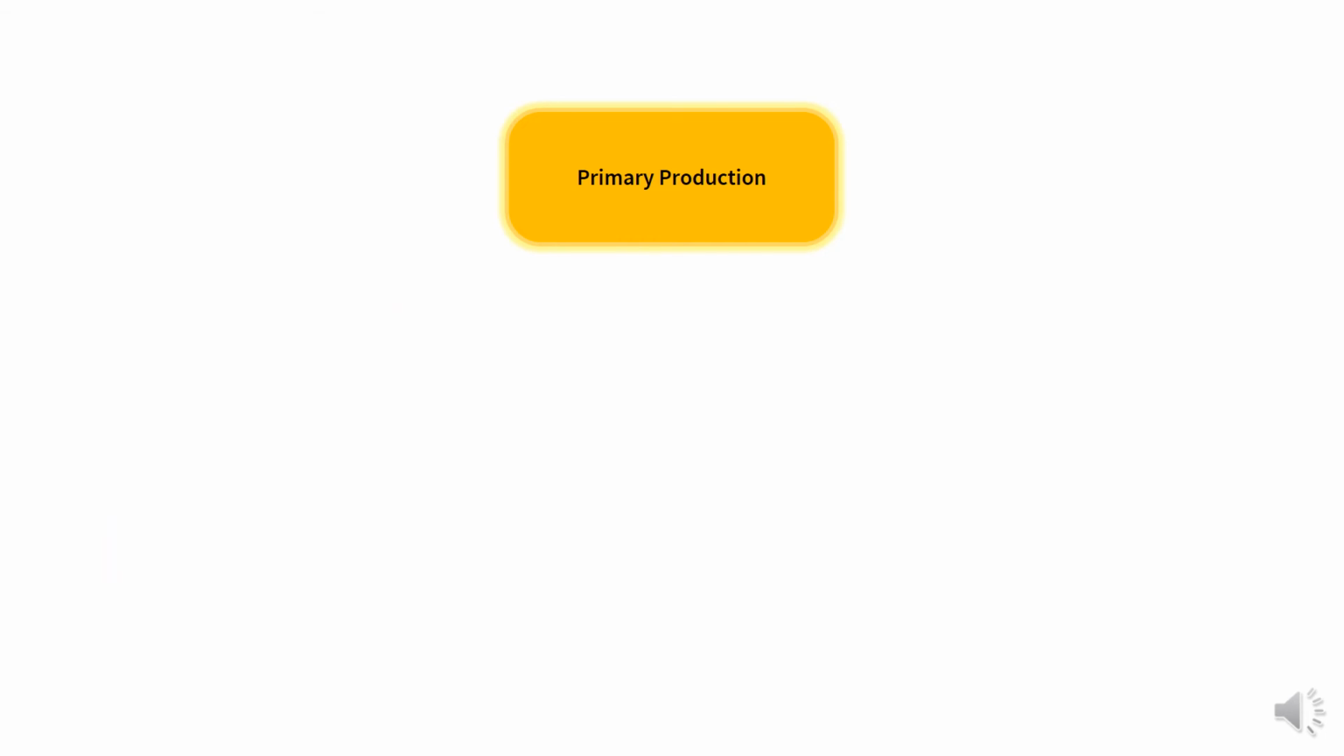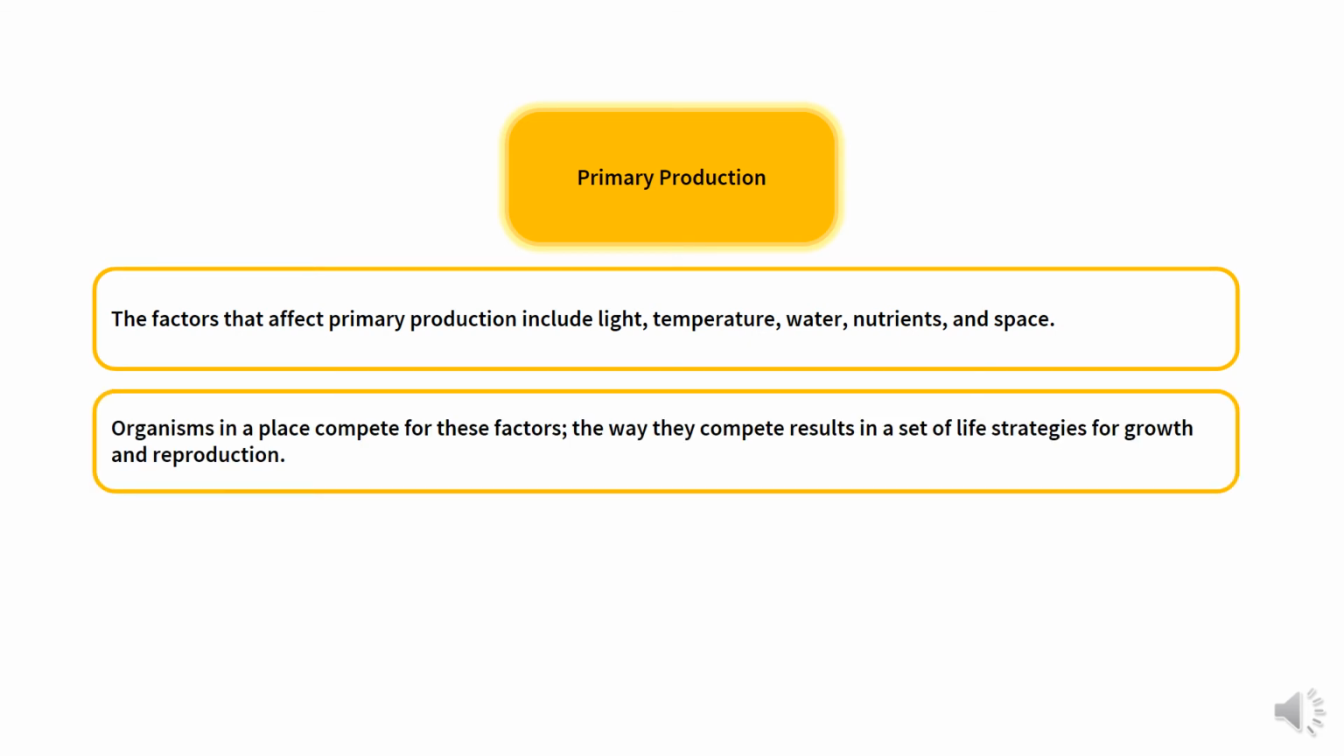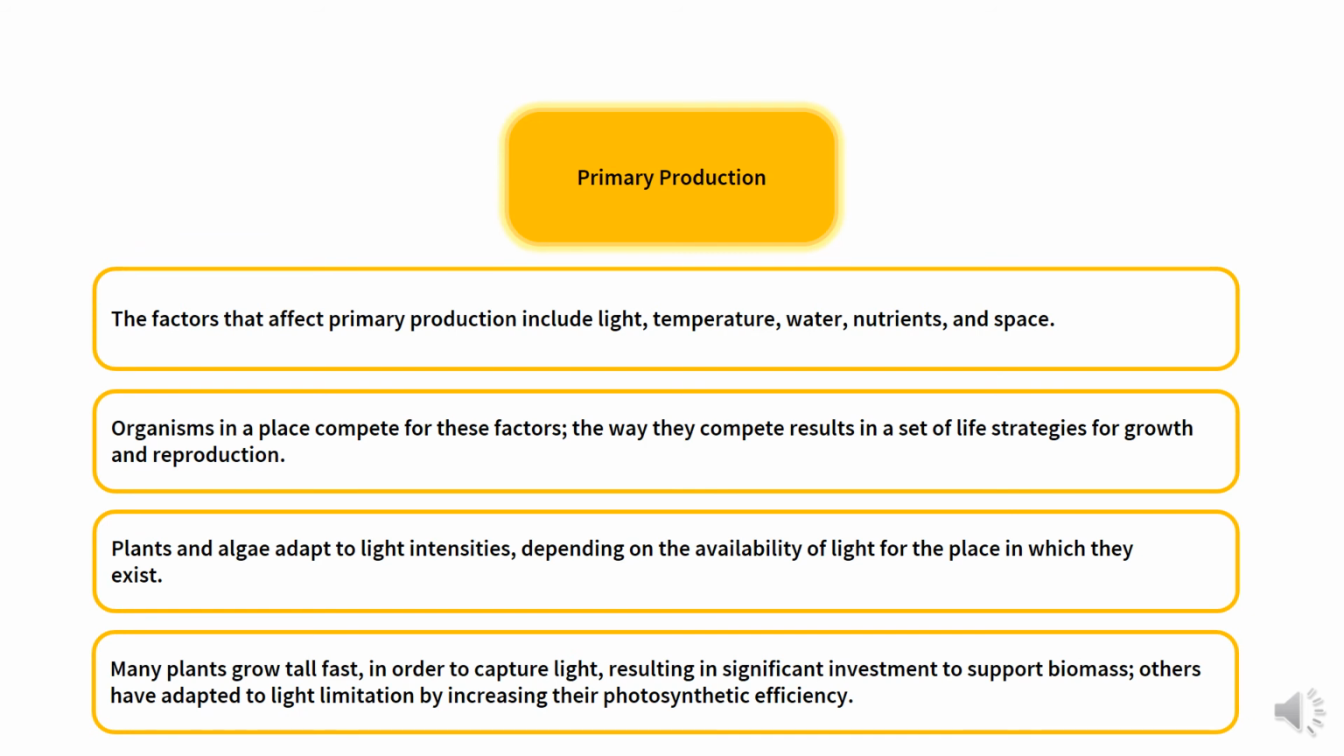The factors that affect primary production include light, temperature, water, nutrients, and space. Organisms in a place compete for these factors. The way they compete results in a set of life strategies for growth and reproduction. Plants adapt to light intensities depending on the availability of light in the place in which they exist. Many plants grow tall fast in order to capture light, resulting in significant investment to support biomass. Others have adapted to the light limitation by increasing their photosynthetic efficiency.